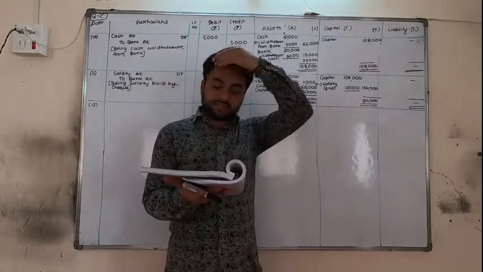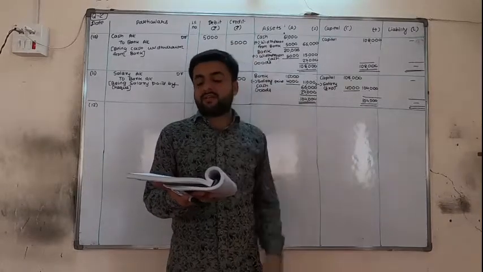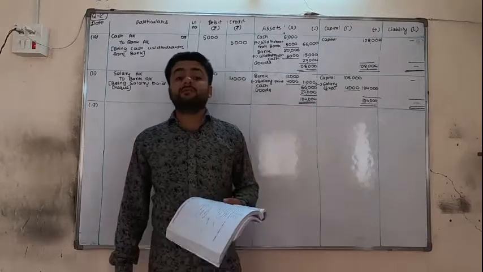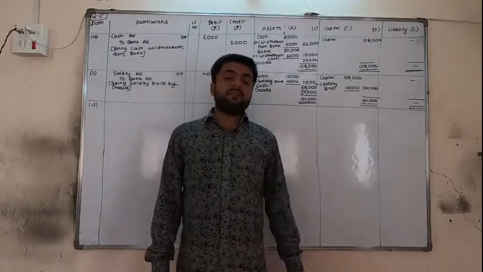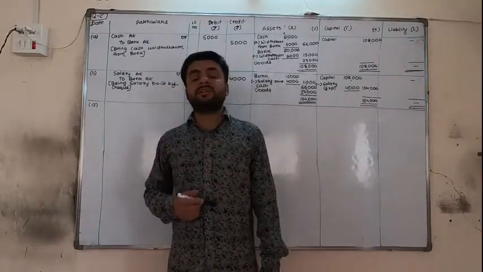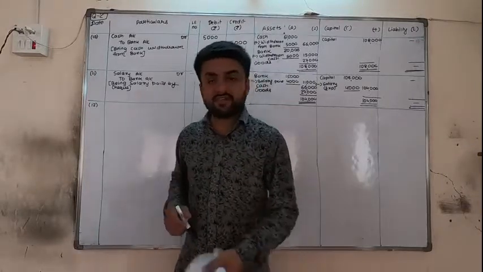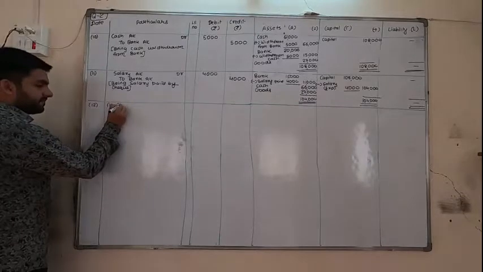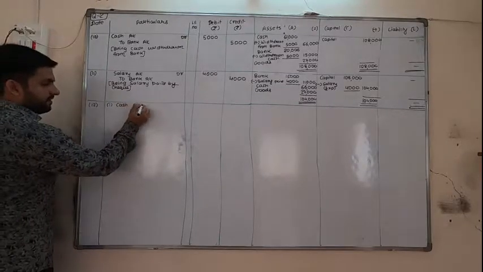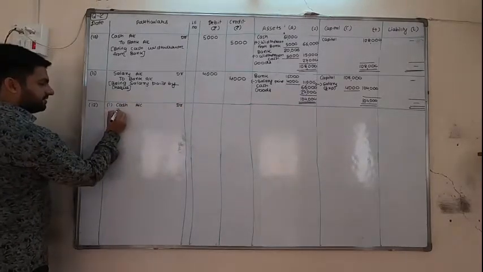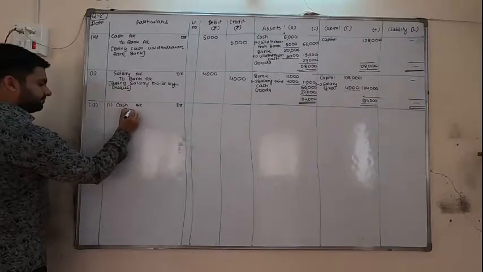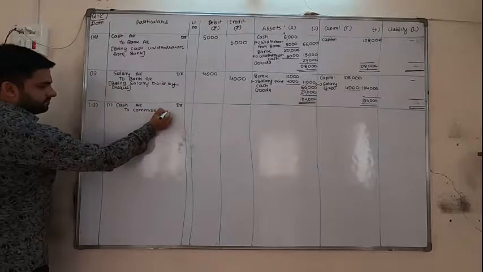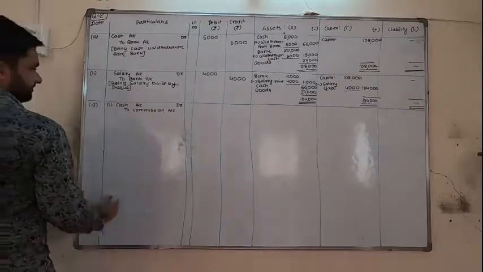Commission received in cash 3,000 and 2,500 are outstanding. Okay. Commission is received in cash. So cash is received, cash account debit and commission is the income. So commission is credit. So we have to write two entries. So first entry will be cash account debit to commission account.